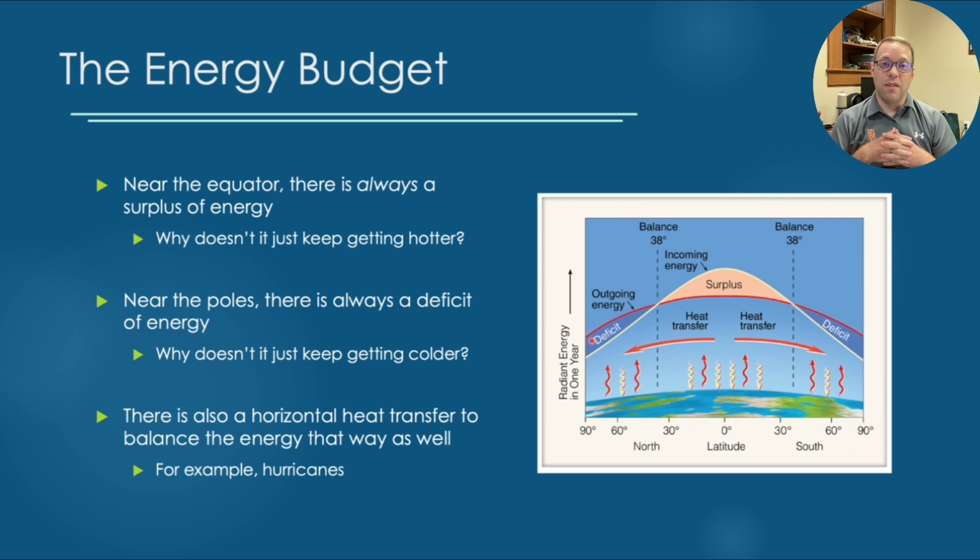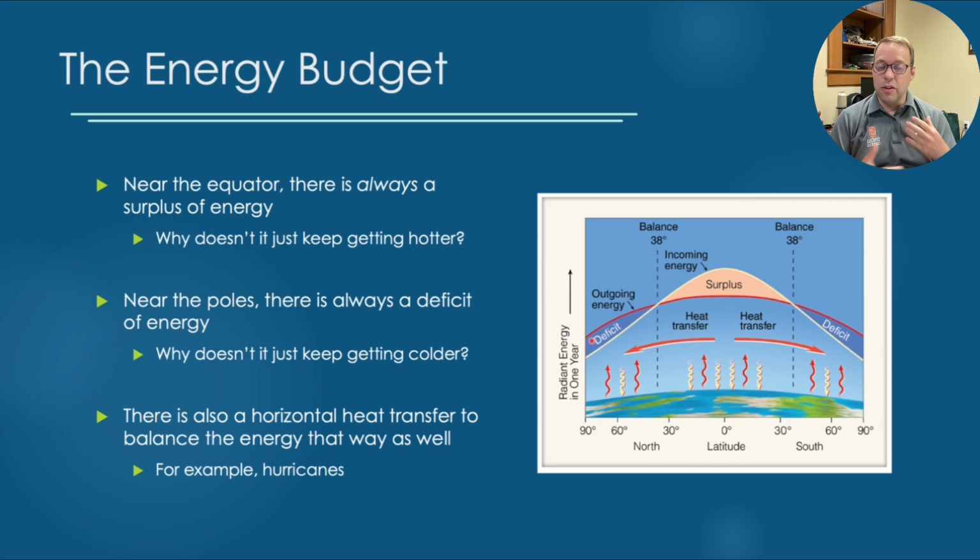Now, perhaps one of the best examples of how this happens is hurricanes. Hurricanes are going to draw a lot of energy from the equator, and then they start to move poleward, and they dissipate as they lose that energy into the environment around them. So once again, weather becomes a process to help balance the energy horizontally. And that's the energy budget.